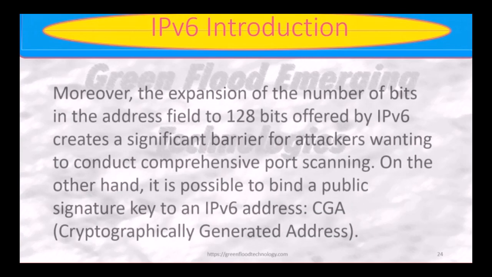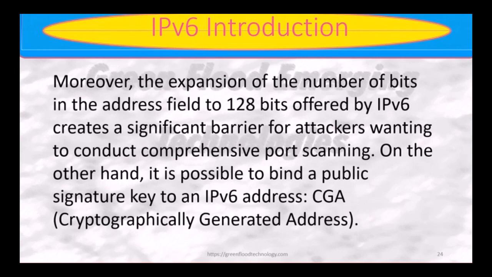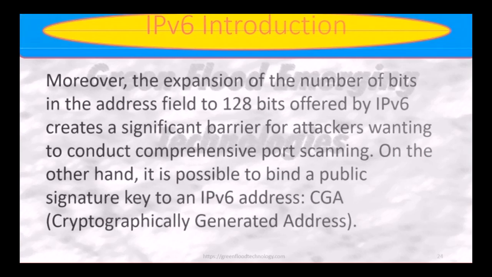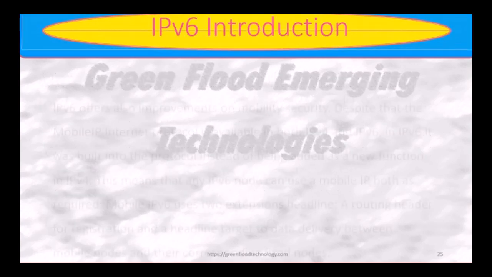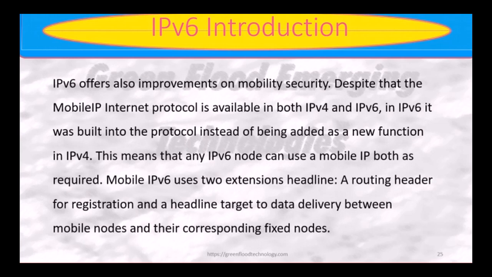Moreover, the expansion of the number of bits in the address field to 128 bits offered by IP version 6 creates a significant barrier for attackers wanting to conduct comprehensive port scanning. On the other hand, it is possible to bind public signature keys to IP version 6 addresses, cryptographically generated addresses. IP version 6 also offers improvements on mobility security, despite that mobile IP is available in both IP version 4 and IP version 6.